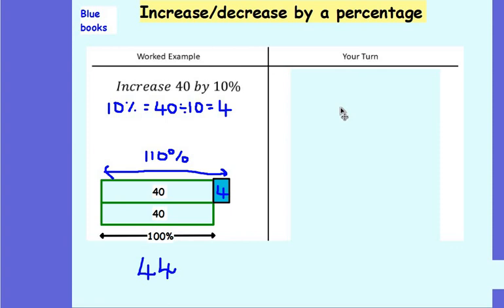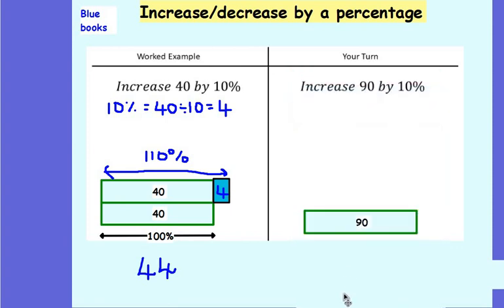Over to you, Year 7, in your dark blue books. Can you have a go at this example for me, please? Pause the video and complete that now.